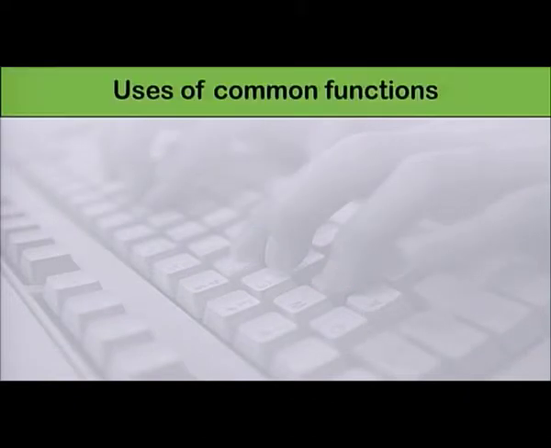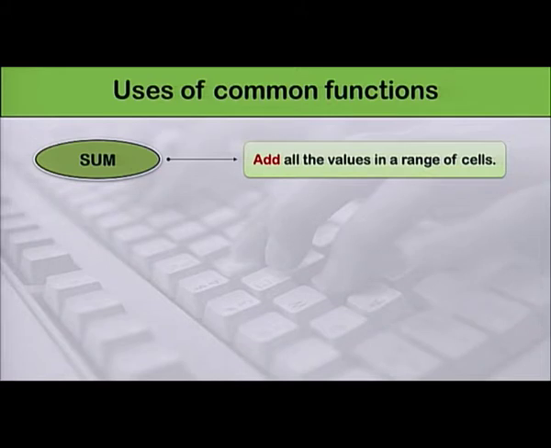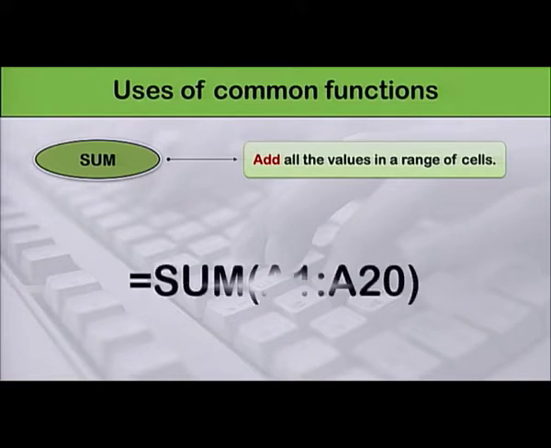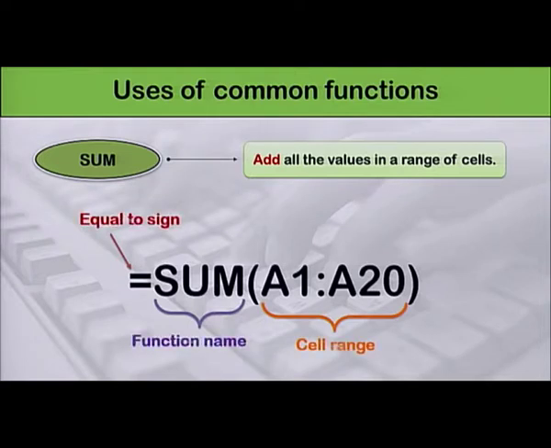In Microsoft Excel, there is a variety of functions that are available. First, we are going to have a look at the sum function. This function adds all the values in a range of cells. Just like a formula, a function must always start with the equal to sign, followed by the function name and the cell range. Here, the sum function has been used to calculate the total value in the range A1 to A20.